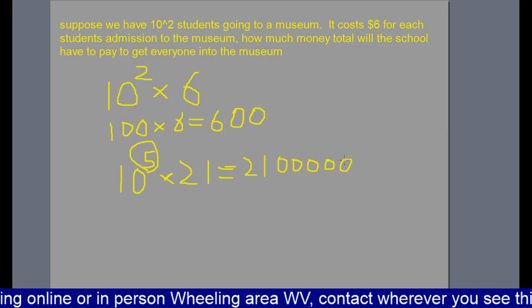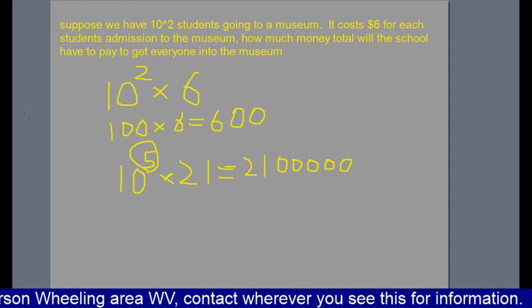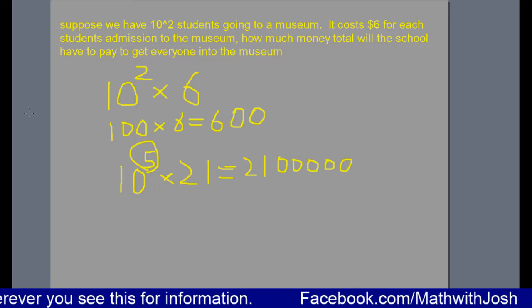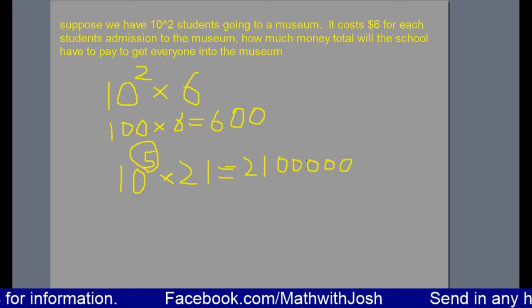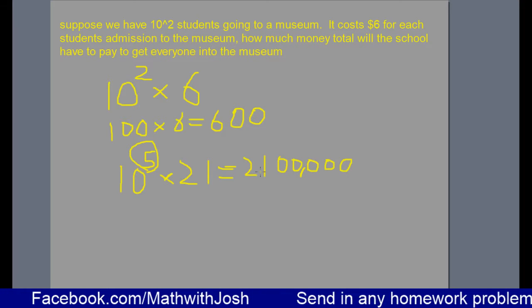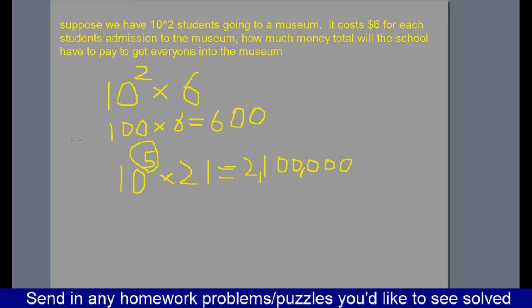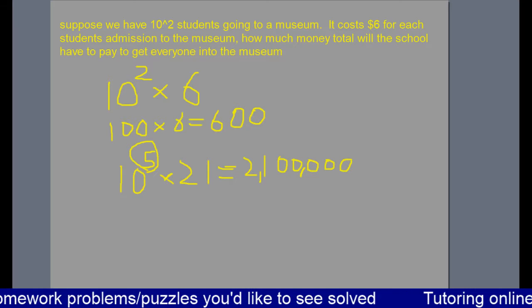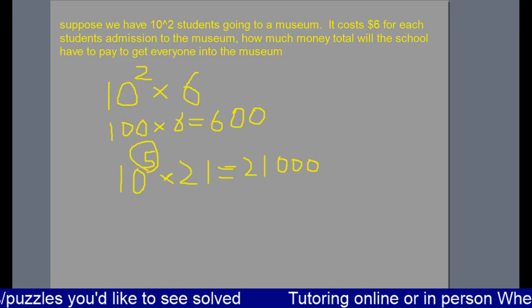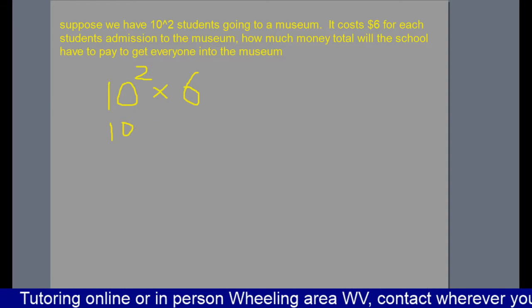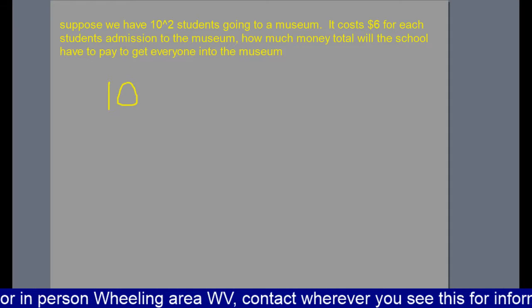It's that what I'm fascinated by and find pretty objectionable is when word problems ask people something that they would never, ever actually experience that way in real life. So let's look at the wording of this problem again. Just clear the blackboard up a little bit. Suppose we have 10 to the second students going to a museum. Cost $6 for each of them. How much money will we need total?